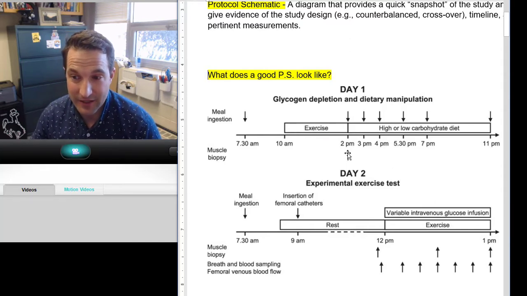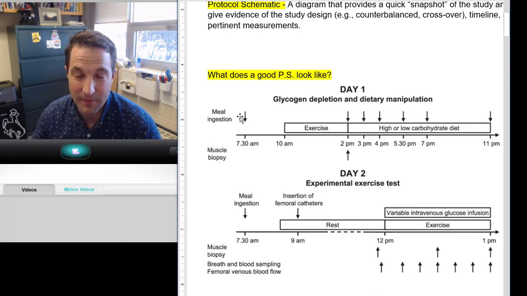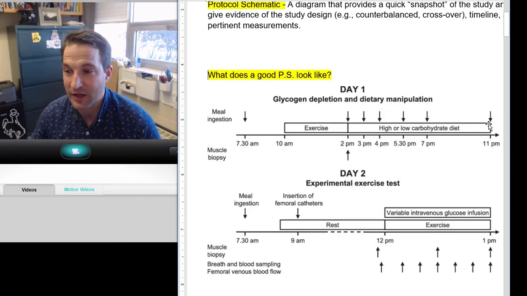Then, after that exercise protocol, at 2, 3, 4, 5:30, and 7, we're going to have some different amounts of meal ingestion. So I'm going to assume this is some small split up amounts of meal. And then at 11 o'clock, you're going to have a meal ingestion as well. Okay, this is going to be high or low carbohydrate. And then we have 1 muscle biopsy on that day. So from this schematic, we can tell exactly what's happening in day 1.